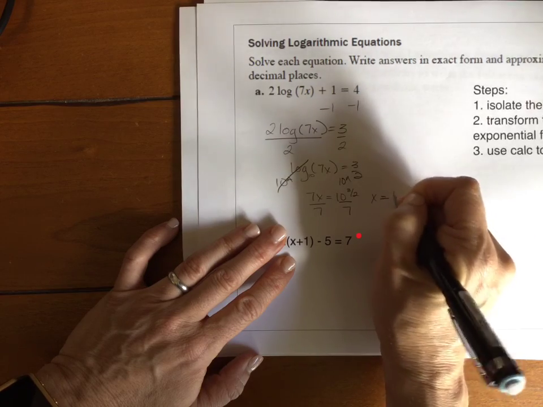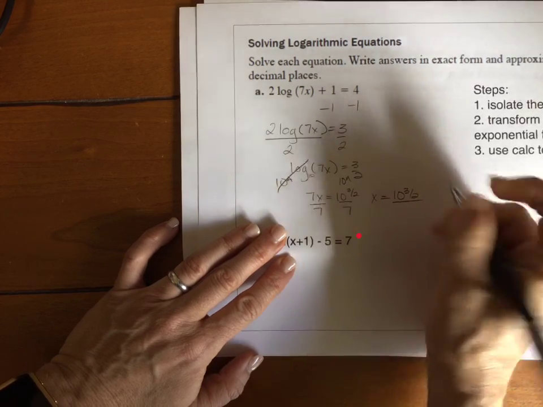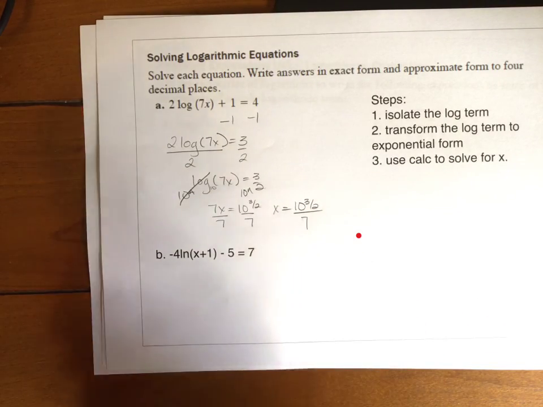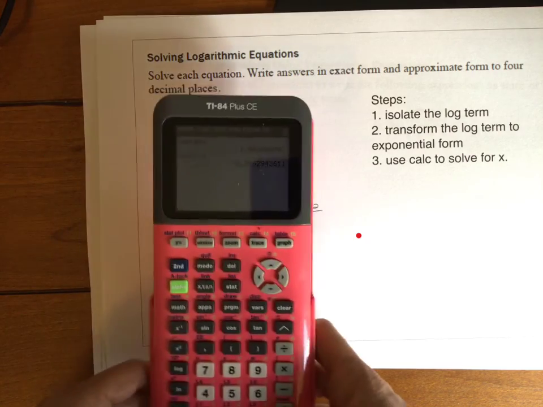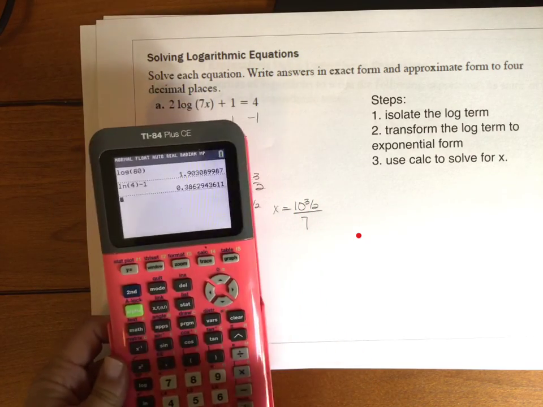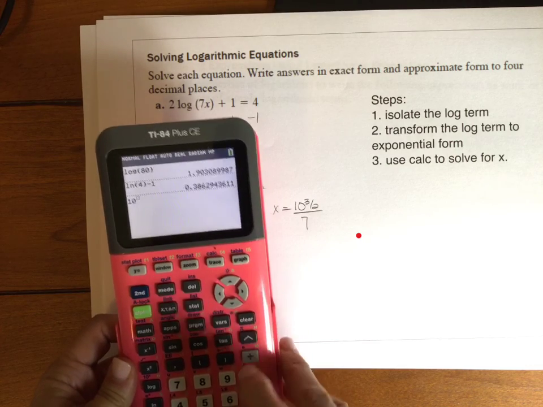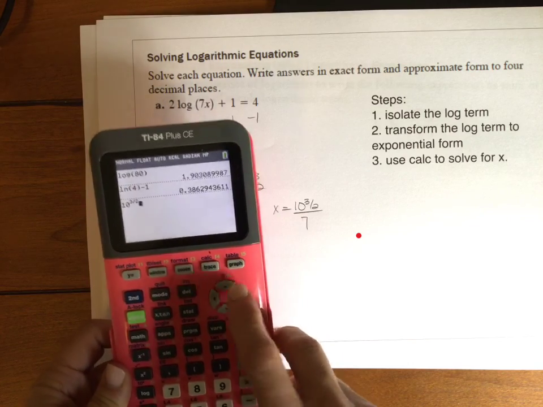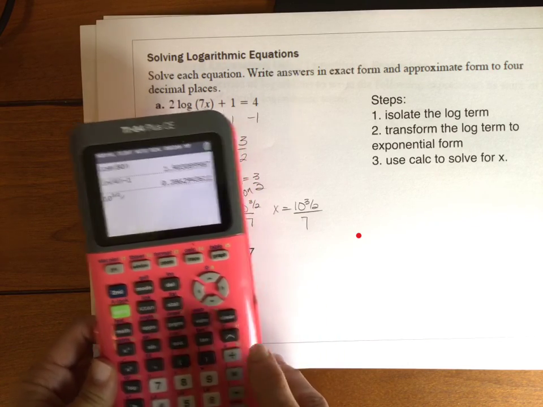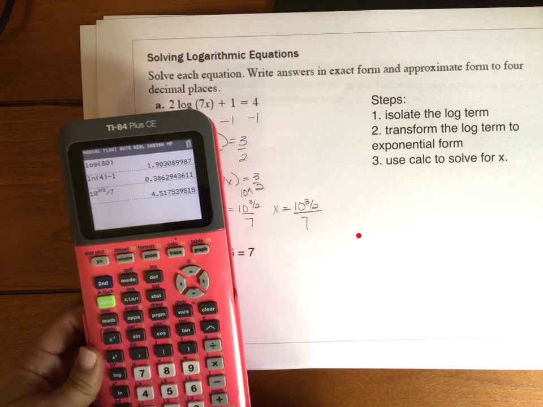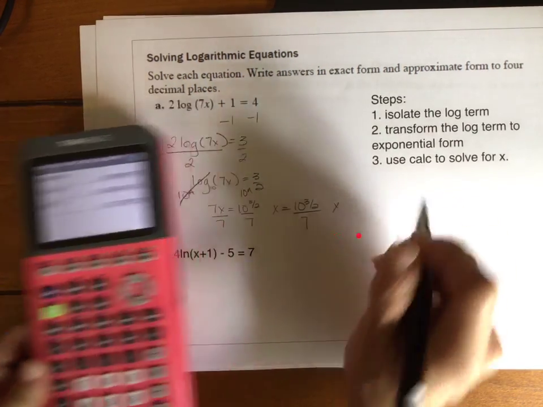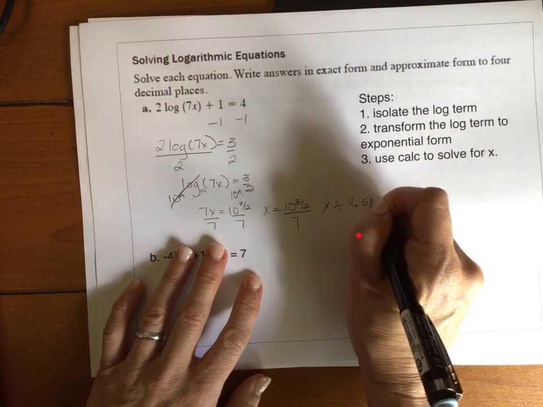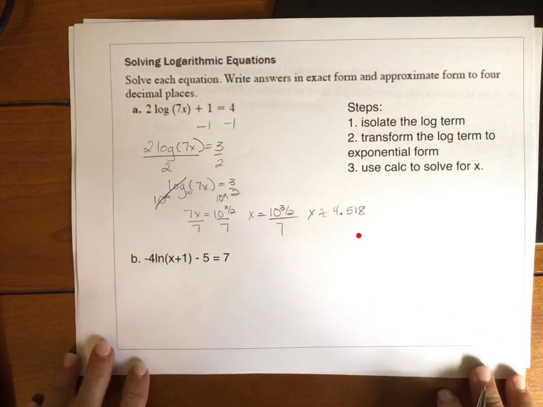And I really want you to try this at home on your calculators to make sure that you're doing the right order of operations when you want to come up with the approximate answer. So I would do 10, use my caret there to go to the 3/2 power, and then I would arrow over, and then that is all divided by 7. So when I do that, I get x is approximately 4.518.